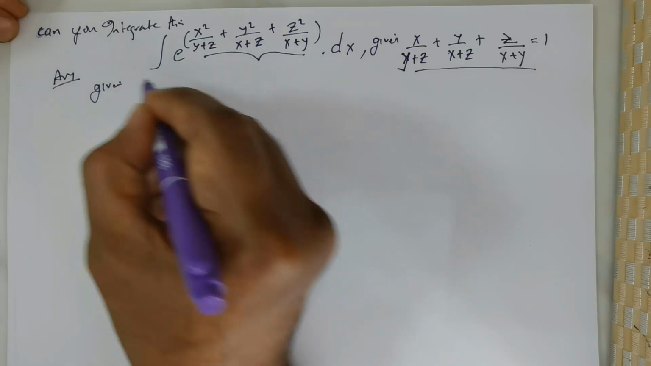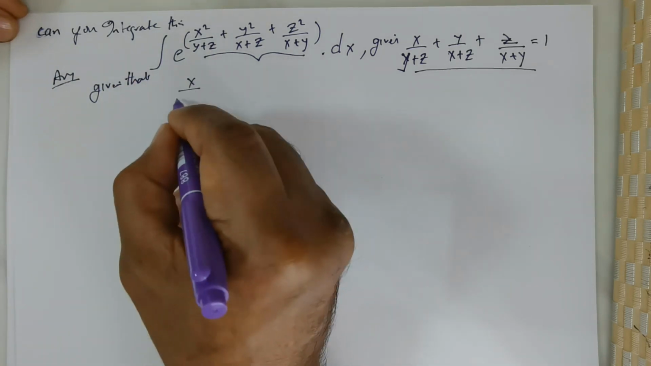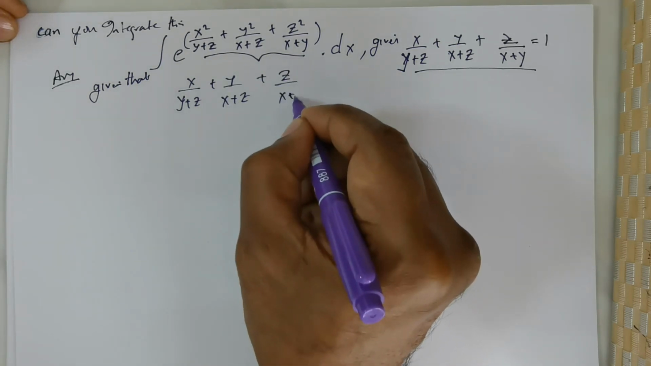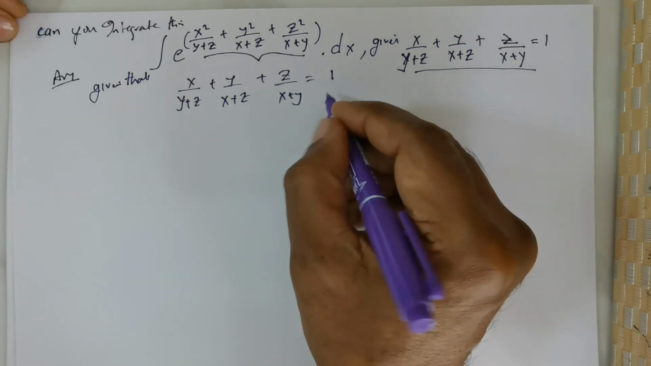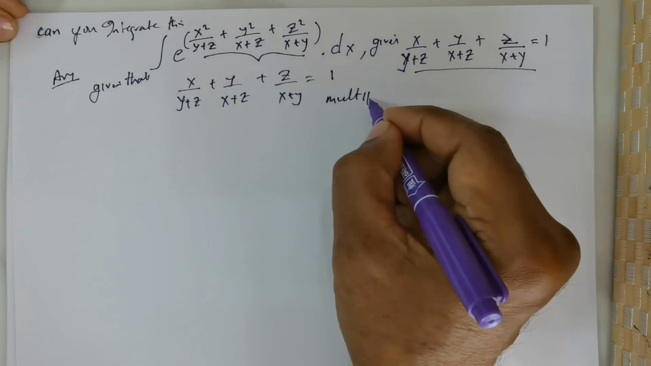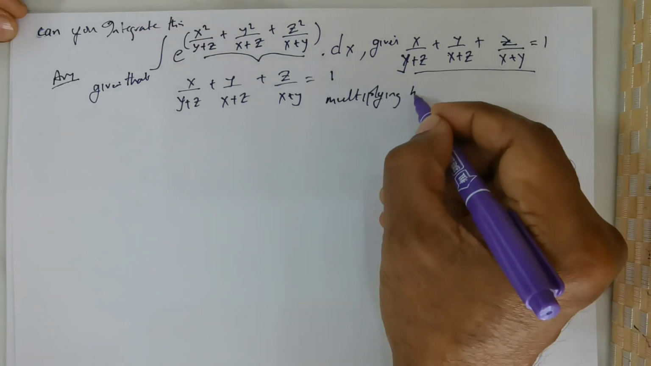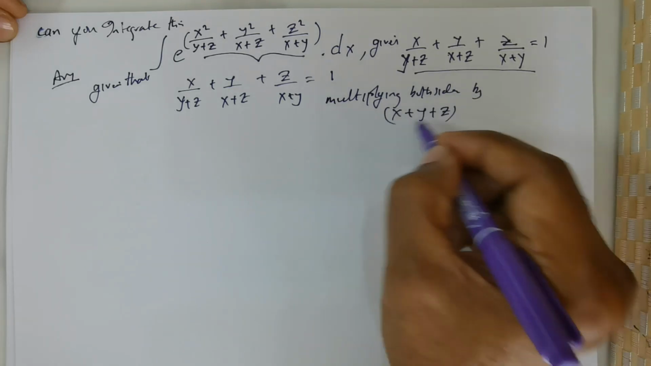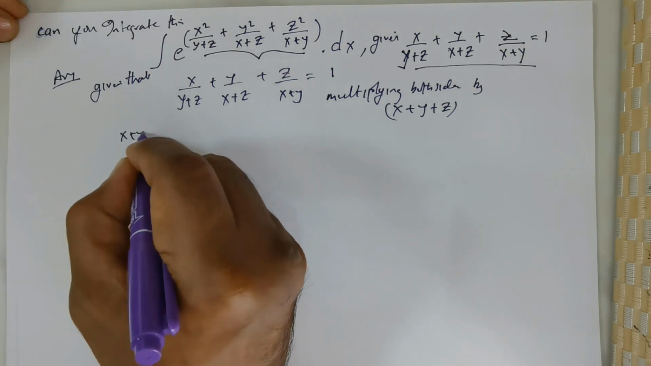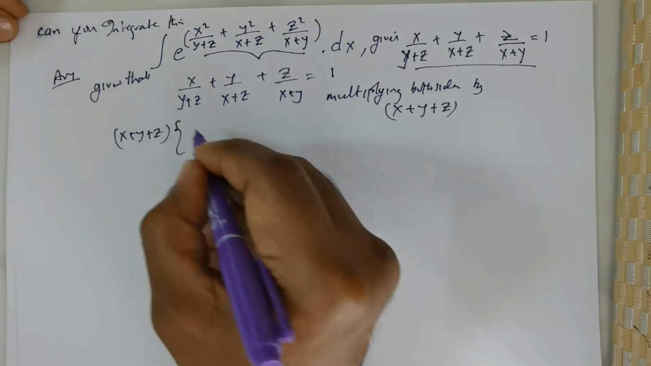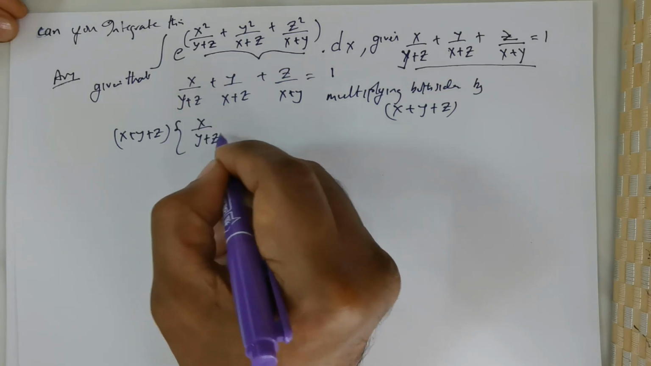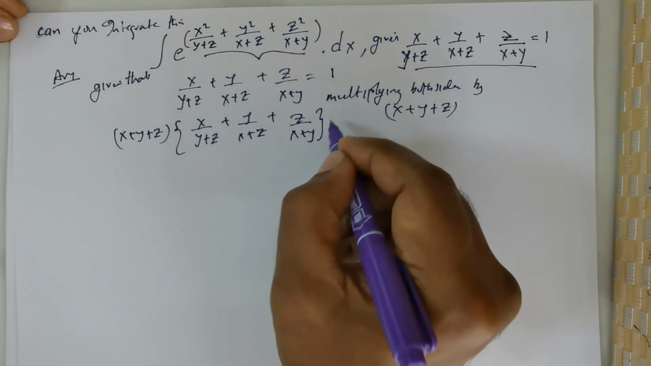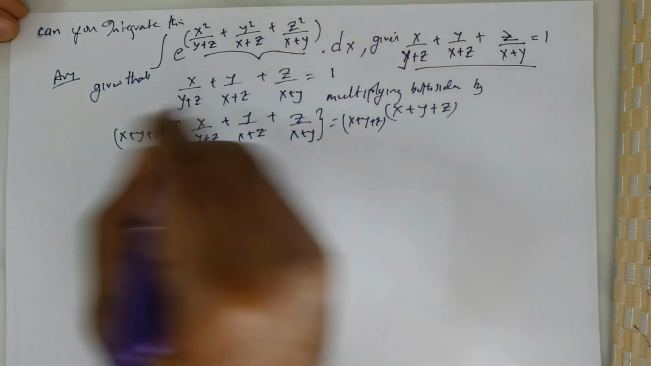Given that x over y + z + y over x + z + z over x + y is equal to 1. Now I'm going to be multiplying both sides by x + y + z, and that would give me x + y + z times x over y + z + y over x + z + z over x + y is equal to x + y + z. Multiply both sides by this.